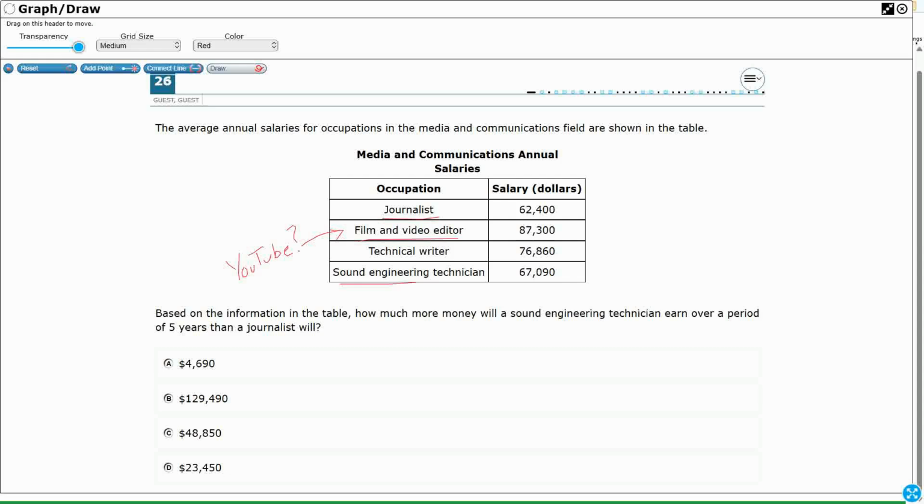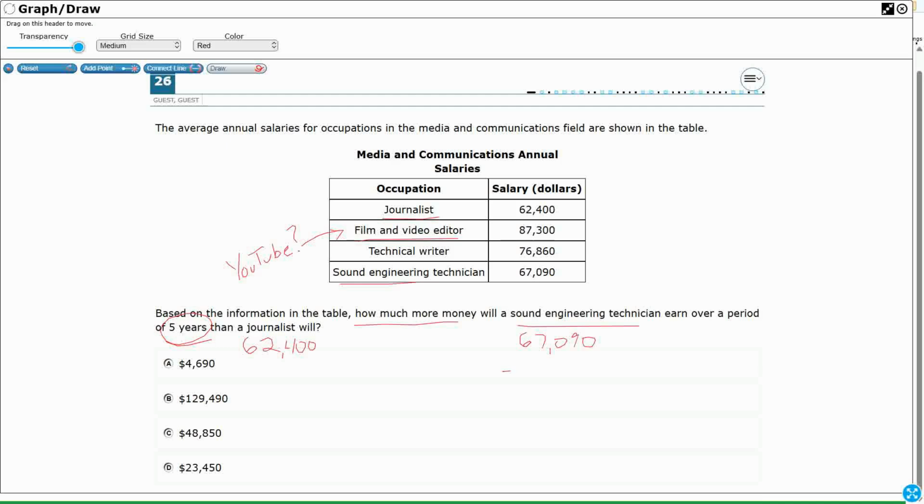And so you'll notice that we've got these annual salaries, and we need to figure out, based on this information, how much more will a sound engineering technician earn over a period of 5 years than a journalist. Okay, sound engineering technician, $67,090. Journalist, 62,400. Now we've got two different ways that we can solve this because it's not just annually, it's over 5 years. If we want, we can find the difference over 1 year and then multiply that by 5. So let's do that first.